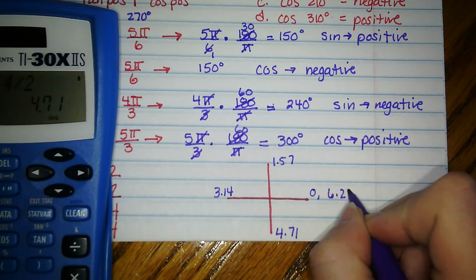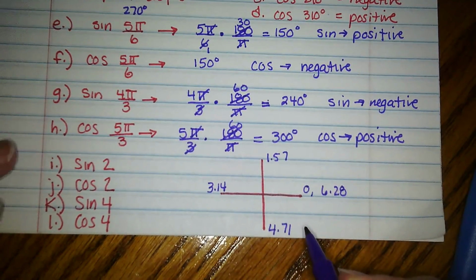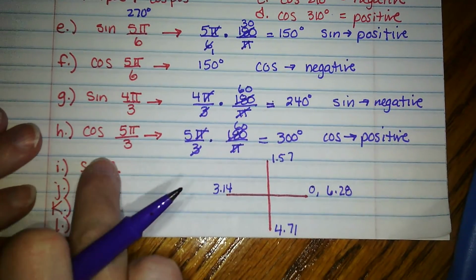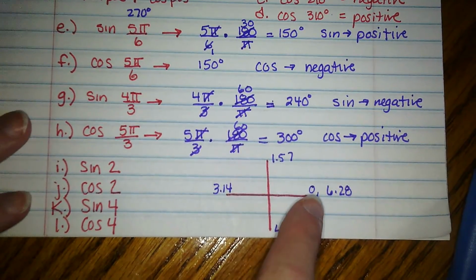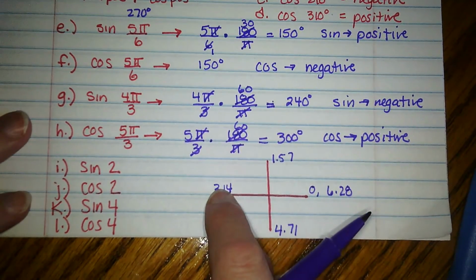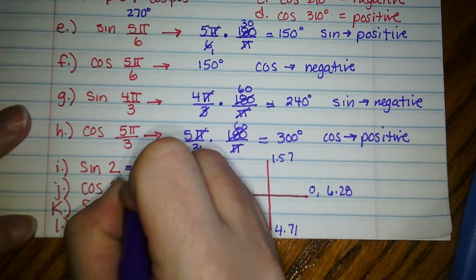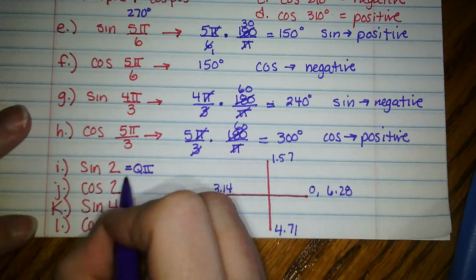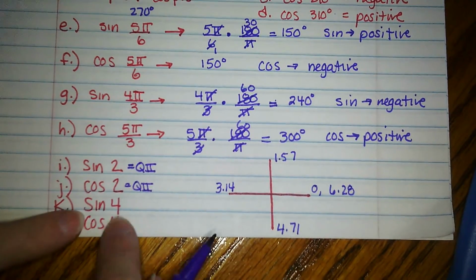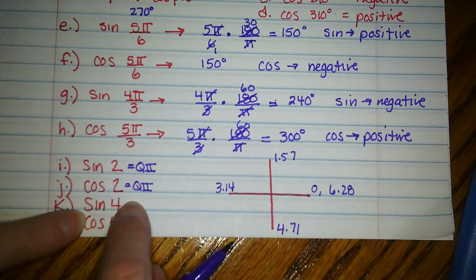And 360 is 6.28. So you need to refresh yourself on your radians and getting them into numerical form. You're just replacing 3.14 with that value so that we can figure out what quadrant these are in. So 2 radians is between 1.57 and 3. This is where 2 radians is, so this is a quadrant 2 angle. Then 4 radians is between 3.14 and 4.71. So this is a quadrant 3 angle.